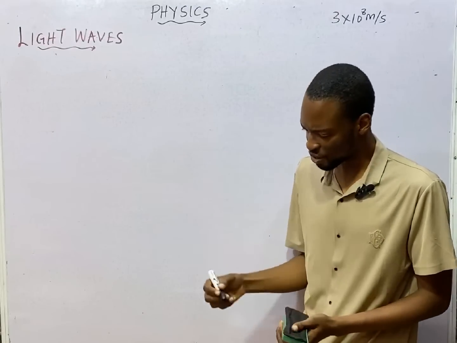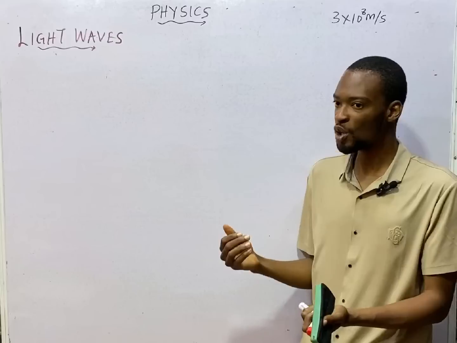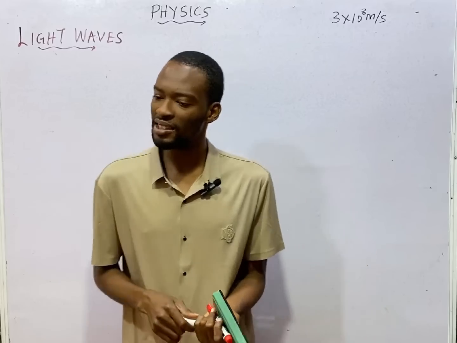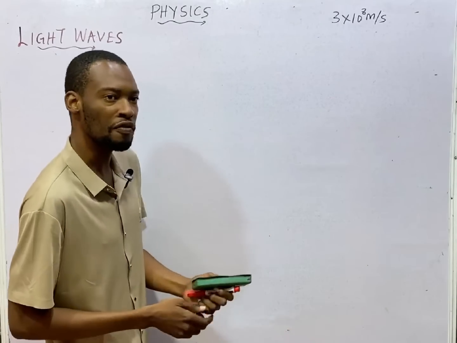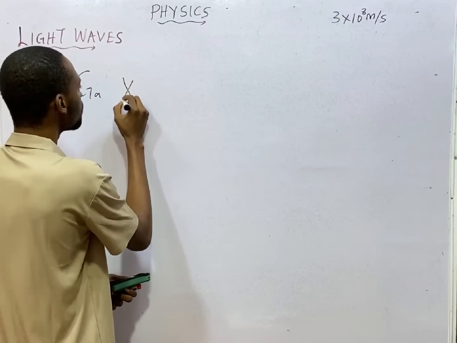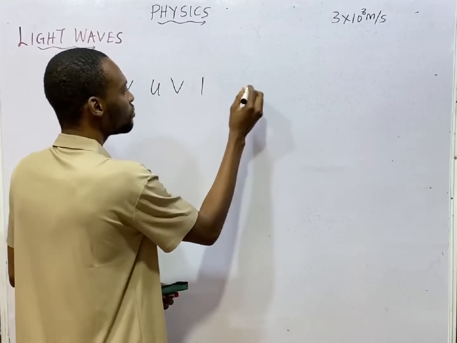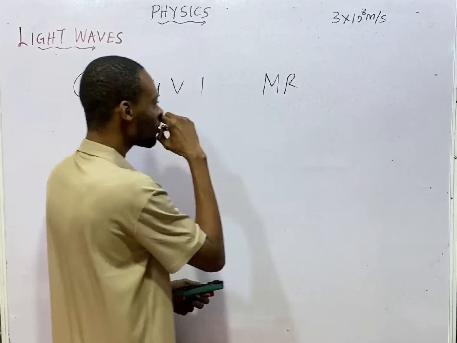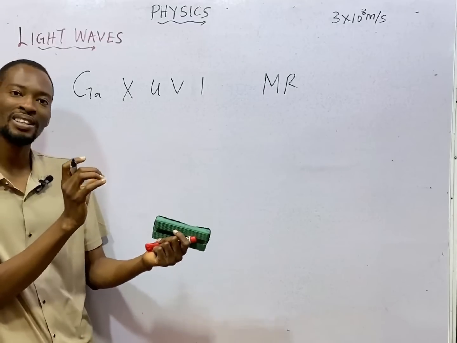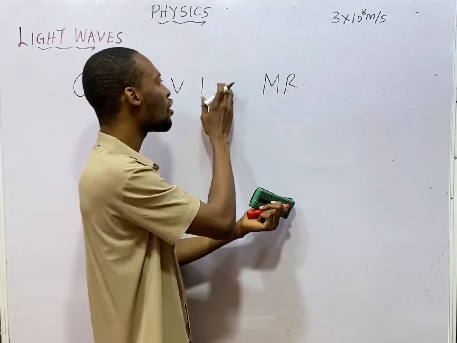And ladies and gentlemen, there are different types of light waves, or you say different types of electromagnetic waves. And this is the shortcut for the different types of electromagnetic waves: Ga, Zu, V, Mr. Gazuvi Mr. is the shortcut for the classification of electromagnetic waves, EM waves, or the types of light waves.